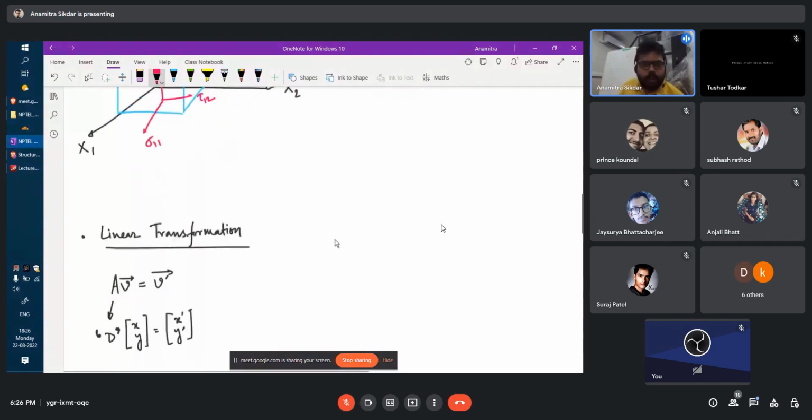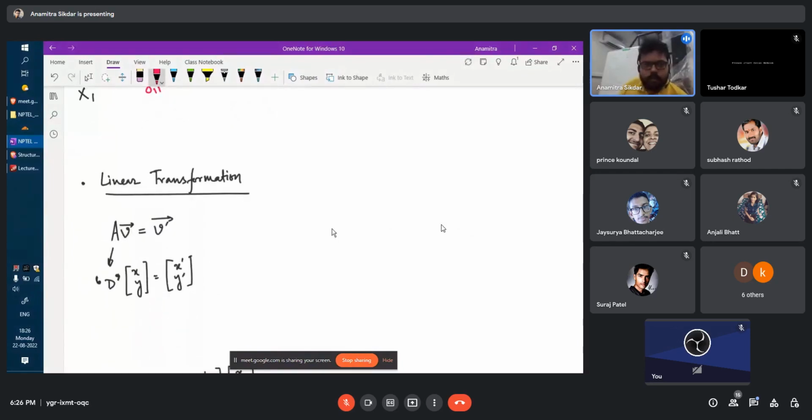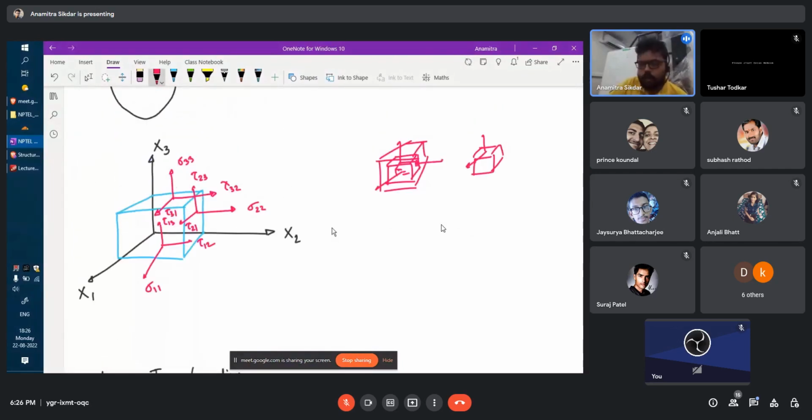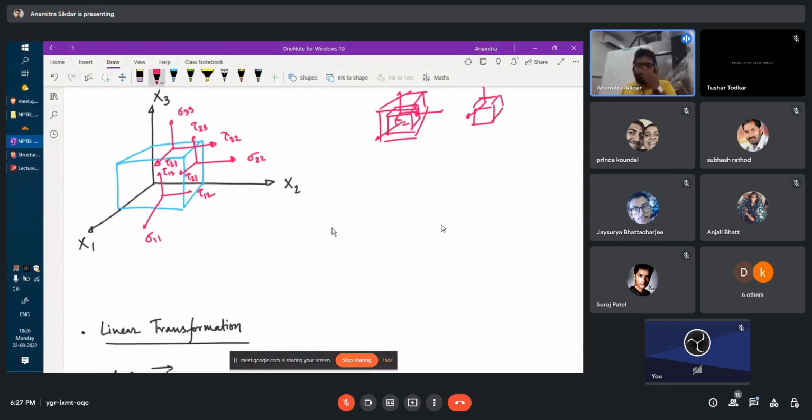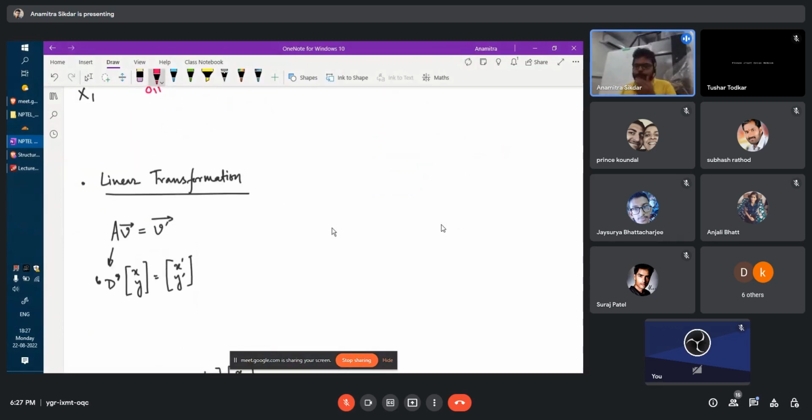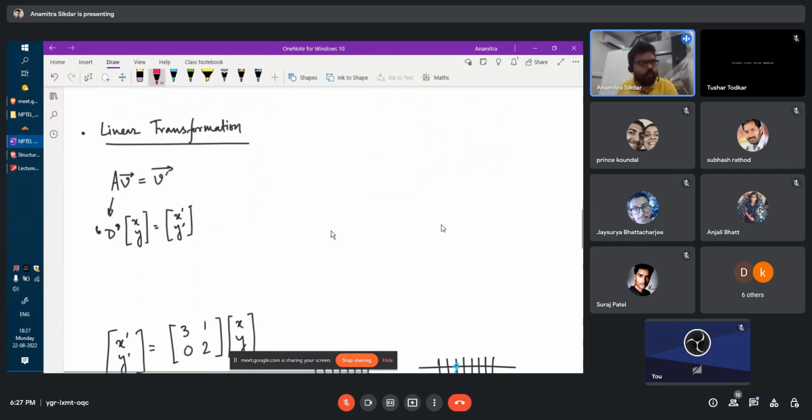This is how we divide the stress component, and this is how our calculations become much easier. But one thing is very important when we deal with stress related problems, that is linear transformation.